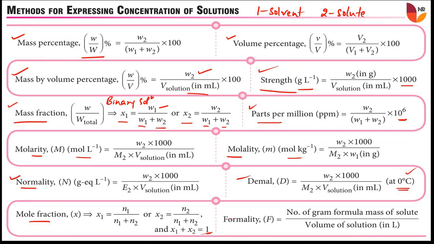Like that, one more formula that is to be called formality. So it is to be symbolically represented as F. It is defined as the number of gram formula mass of the solute divided by the volume of the solution in liters. So if it is in ml, then it is to be multiplied with 1000, right? So these are the formulas generally used to express the concentration of solutions.